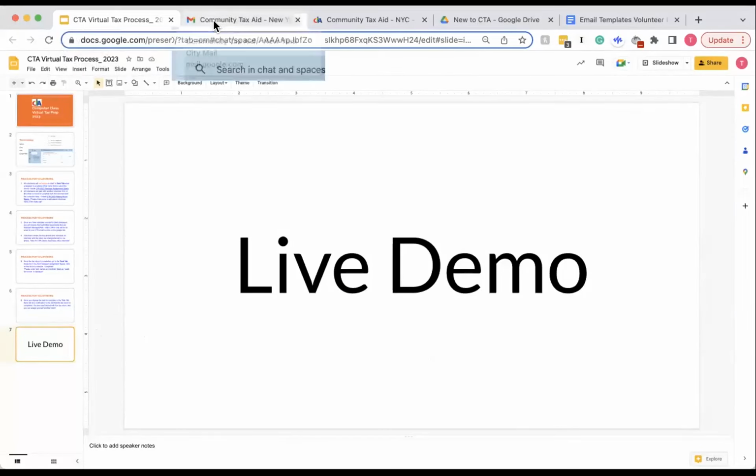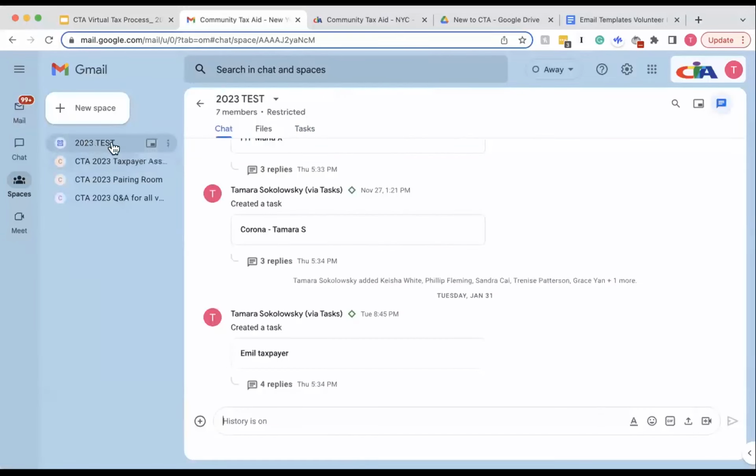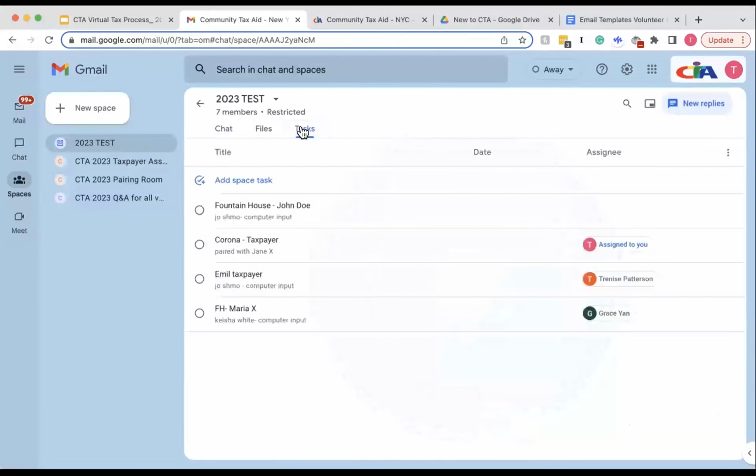So I'm going to go into my Gmail, and I'm going to go into this test, which you guys don't have, but it will show you where I can do some demoing. So you're going to go into the tasks bar, and you're going to see, okay, well, there's been a taxpayer, Corona taxpayer, Emil taxpayer, and Fountain House Maria X taxpayer are all here, but they've already been assigned.